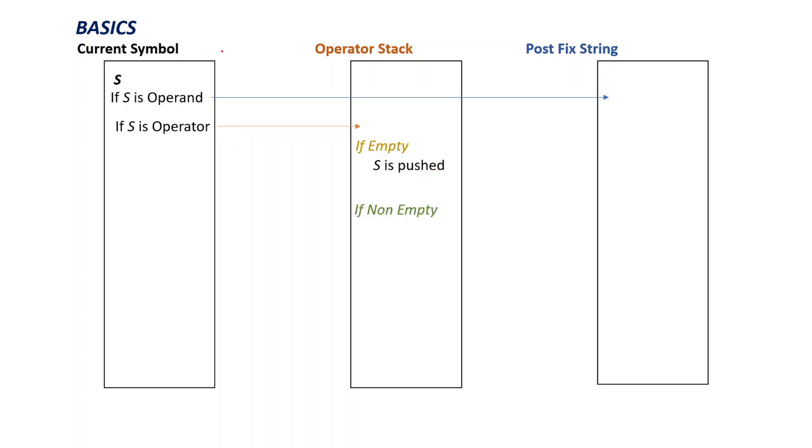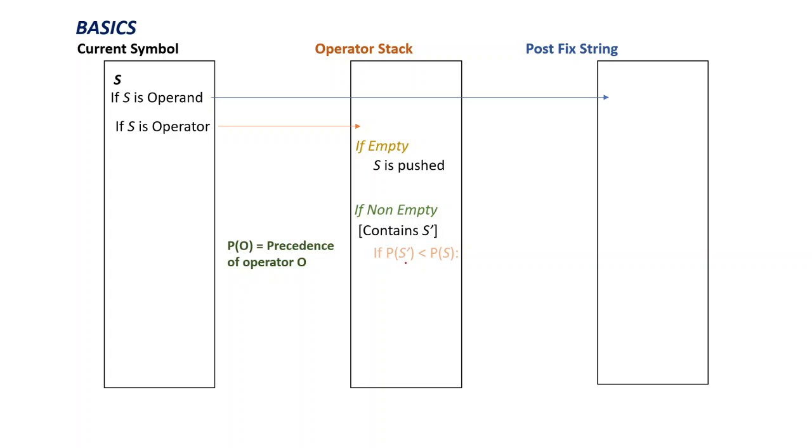Now, say the operator stack is not empty and it already contains an operator S prime. So now we will be considering the precedence of operators S and S prime, like if the precedence of operator S prime is less than the precedence of operator S. Now this P is known as precedence. P of S prime means precedence of operator S prime.